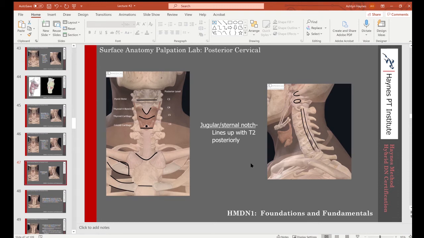So we'll move on to our surface anatomy lab. Here we want to look at some anterior structures to help determine their location on a posterior aspect. I don't do an anterior assessment to help identify our posterior structures with each and every patient, but there are times where it's helpful to identify those structures.